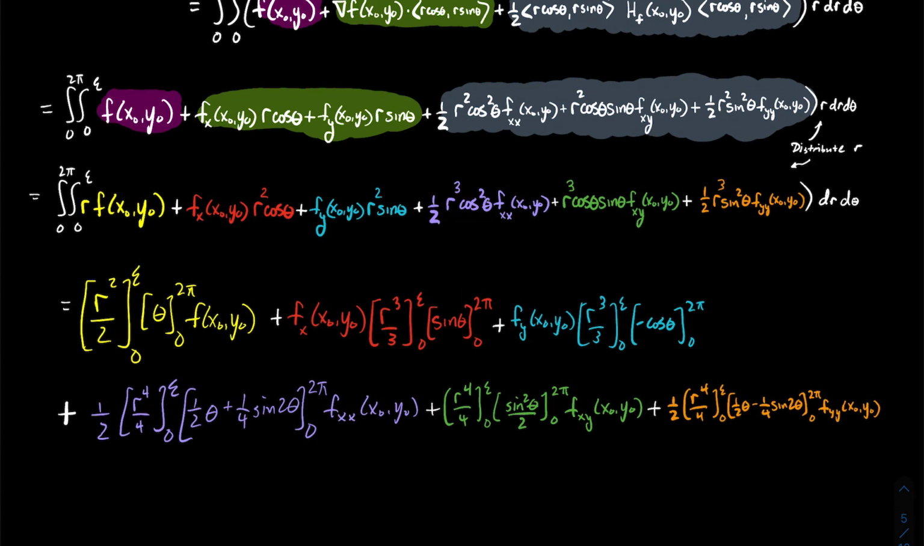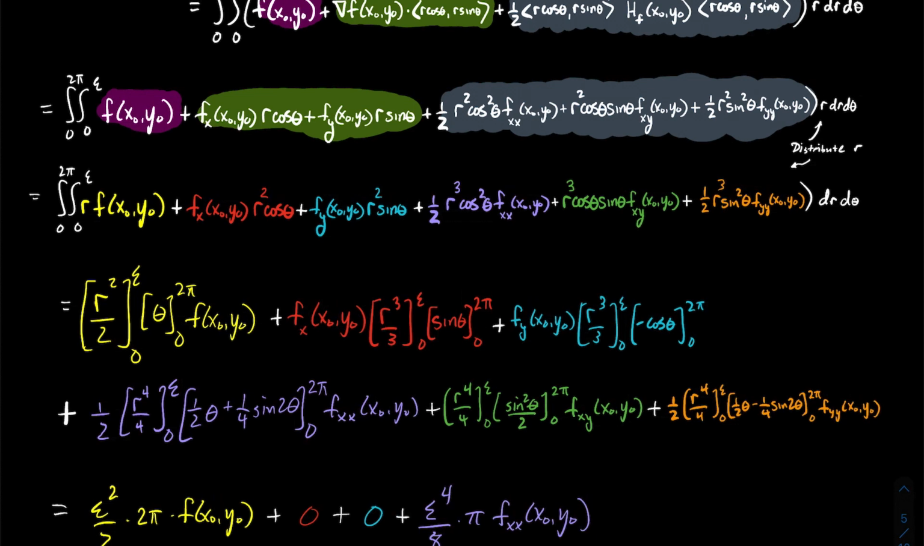All right, so we've done all of those integrals. And now let's plug in our numbers. So we're back to the integrals, starting with the yellow. The yellow, you should just get epsilon squared over 2 times 2 pi times the value of your function at x naught y naught. In the red, you're going to get 0 because that sine term there, sine of 2 pi minus sine of 0, just gives you 0. So times all that stuff, it goes away. In the blue, you're going to get a 0 because minus cosine of 2 pi plus cosine of 0 is going to be 0. So it's going to knock out all the blue stuff.